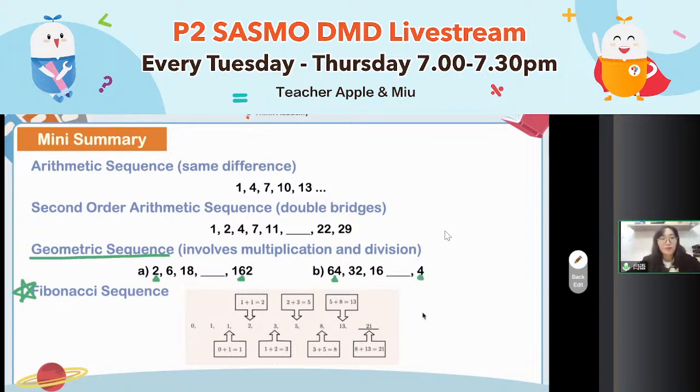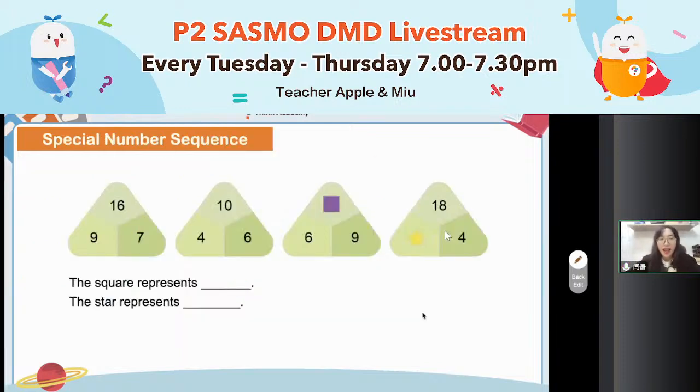Okay, now I wanna also show you some special number sequence. Here, everyone, you see we have so many triangles, right? So could you please tell me the square represents what number? And the star represents what number? So we start from the first one. The square represents, could you please tell me what is the number here?